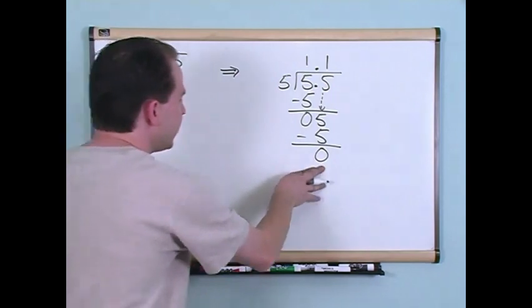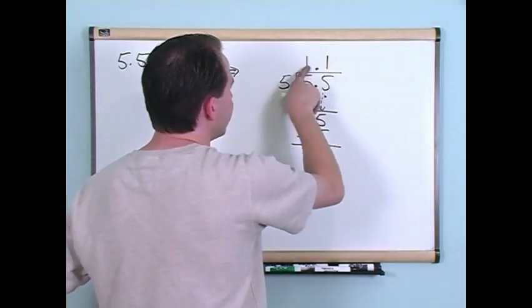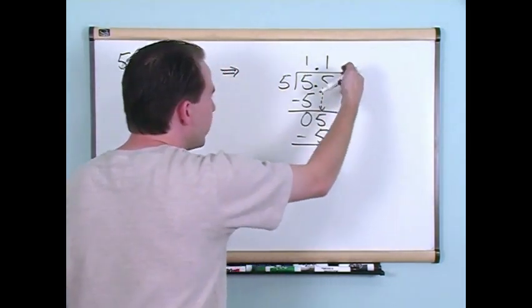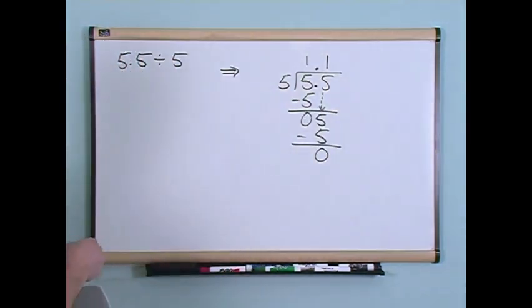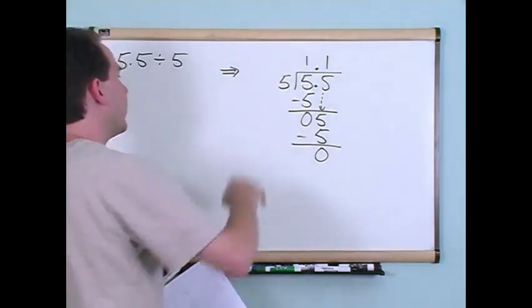Now there's nothing left here. I've got all my digits filled out and there's no more digits here. There's no reason to add another 0 because I've already filled in all my digits and I've got a 0 left over there. So the answer here is 1.1.